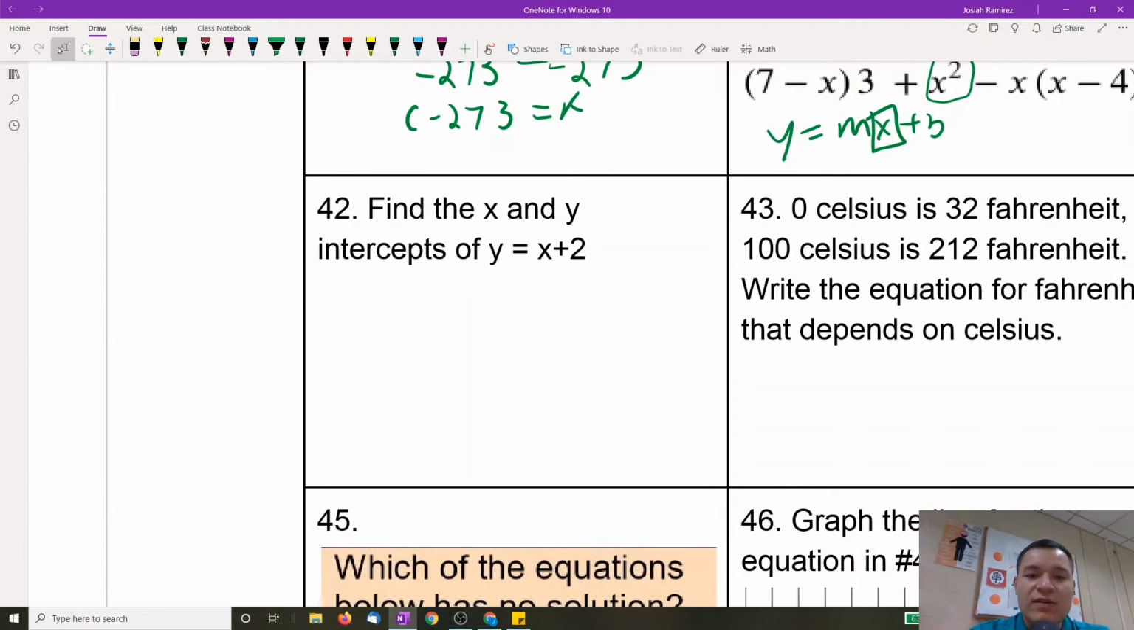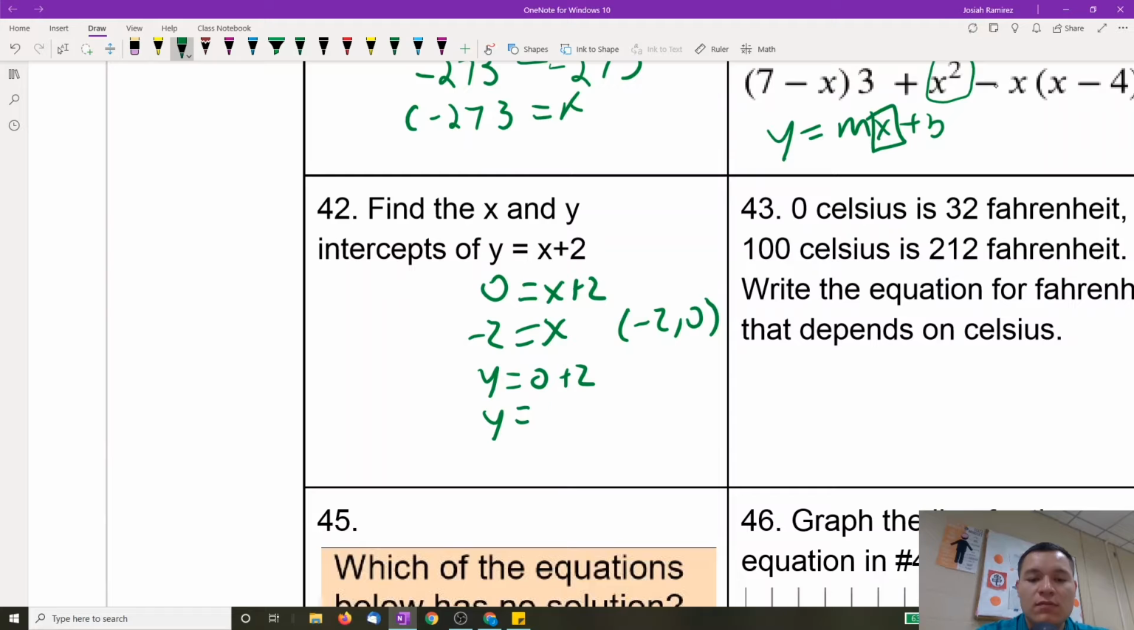You should know how to find the intercepts. You plug in 0 one at a time for y, and that gives you the x-intercept. And then you plug in 0 for x, and that gives you the y-intercept.